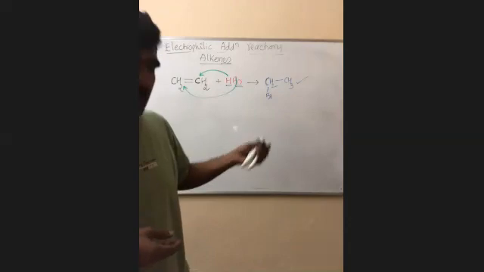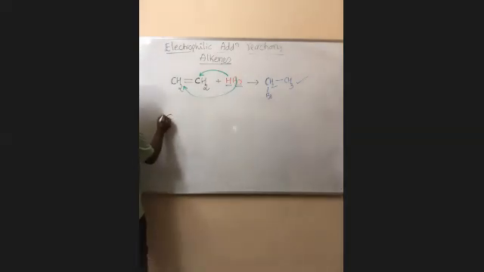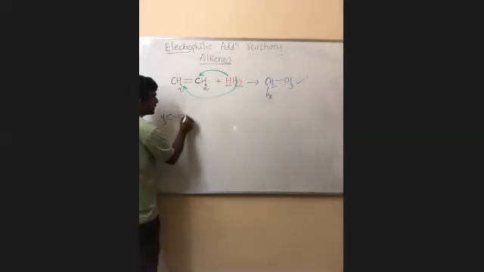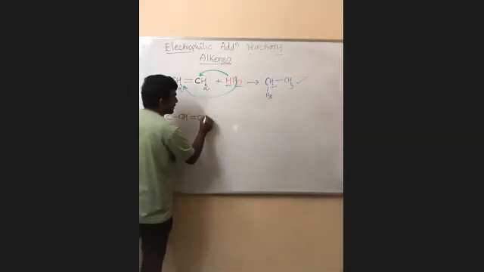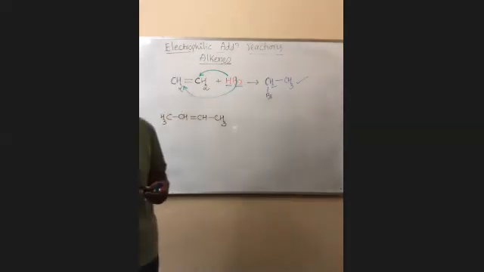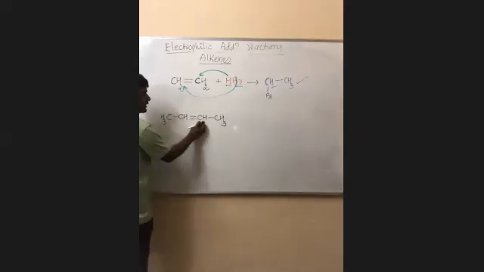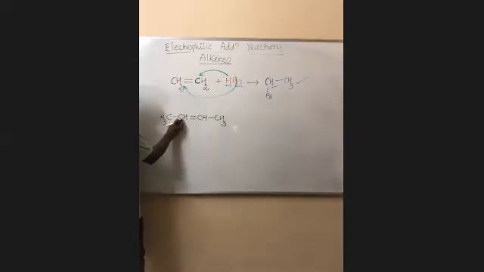I will give one more example. For example, I will give another symmetrical alkene, CH3, CH double bond CH, CH3. This is also symmetrical. Sir, why is this symmetrical? Because on either side of the double bond carbons, if you observe, this side you have H, CH3, and this is also H, CH3. This is a symmetrical alkene.